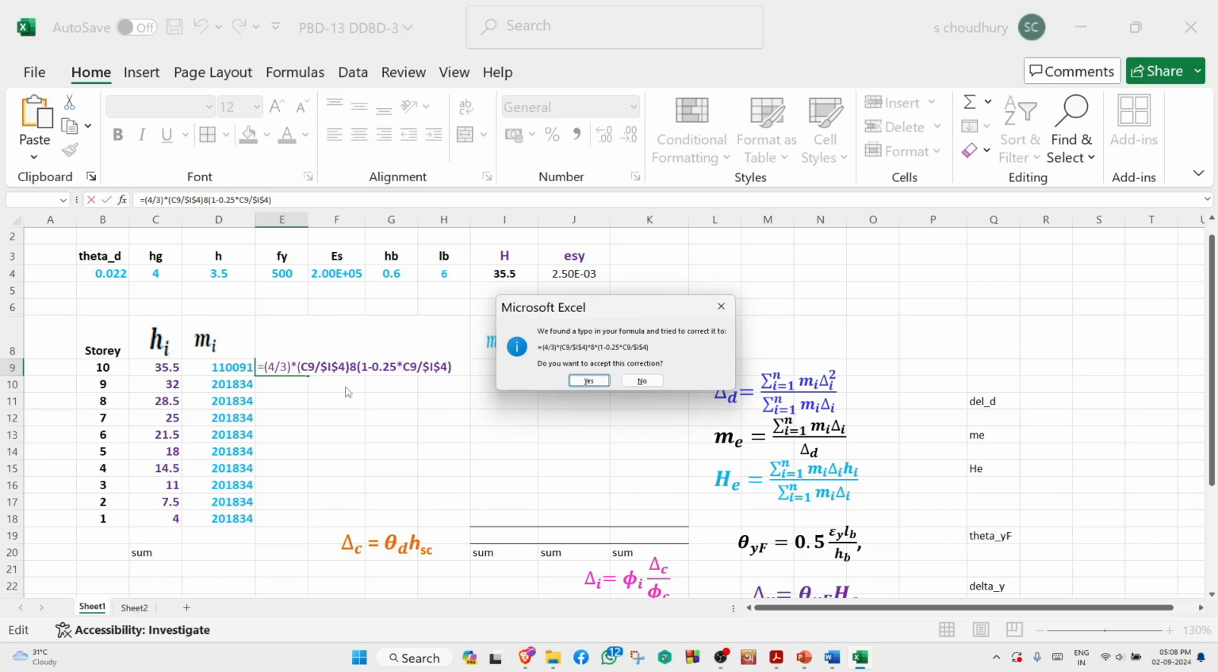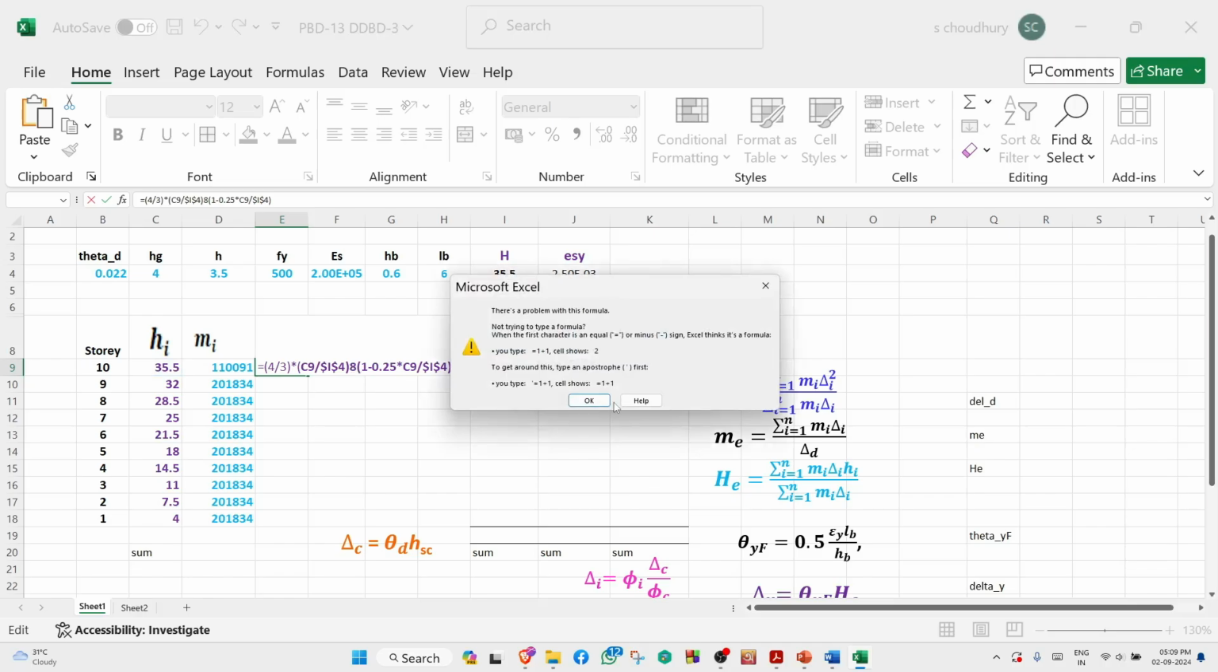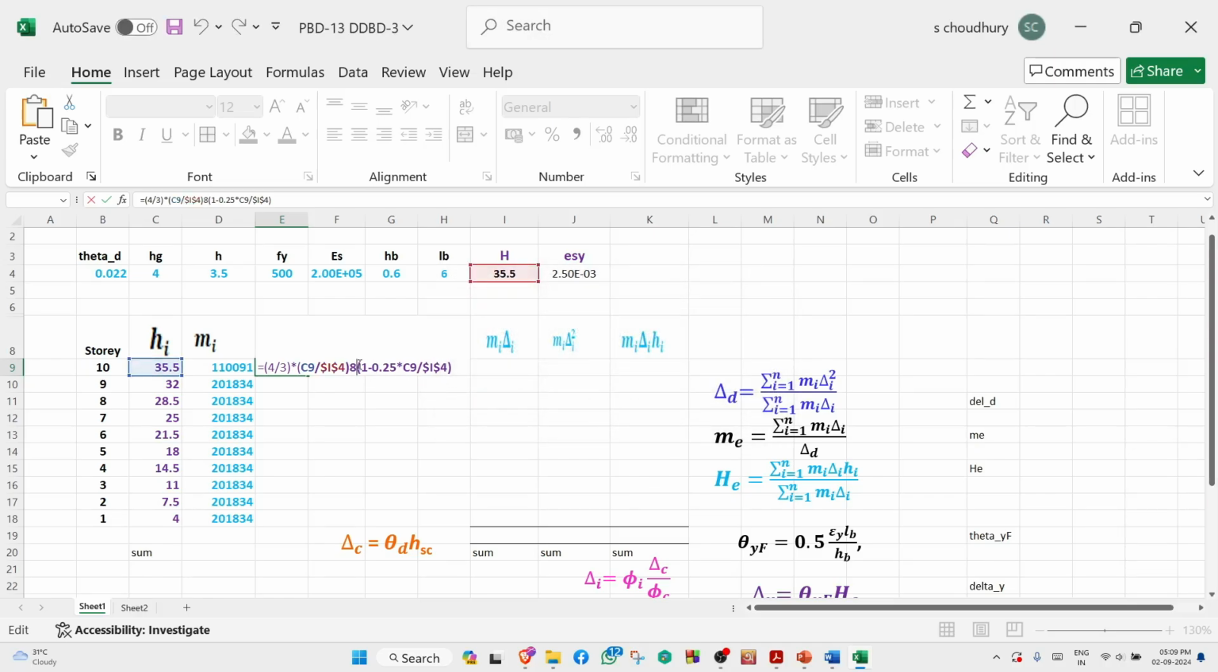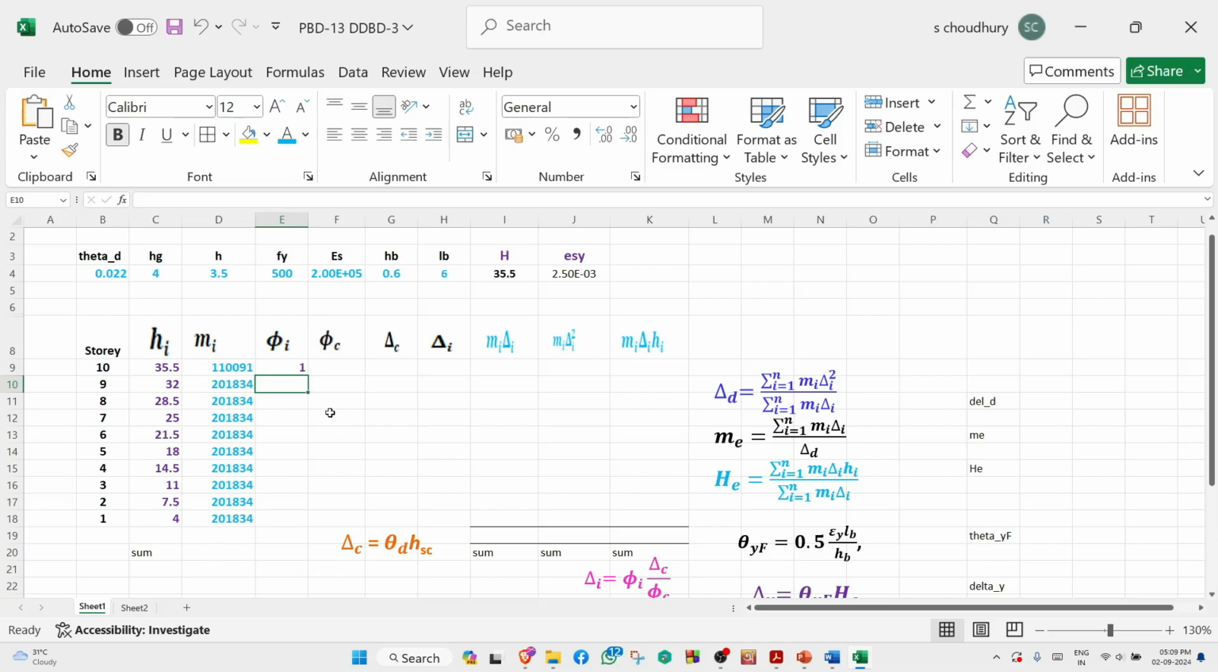Still there is some problem. What is this? So this has come wrongly here. It should be star. Yes. In a mode shape, at the top level generally it is 1. So if you apply this formula over the other floors, you get the mode shape coefficients for all other floors.